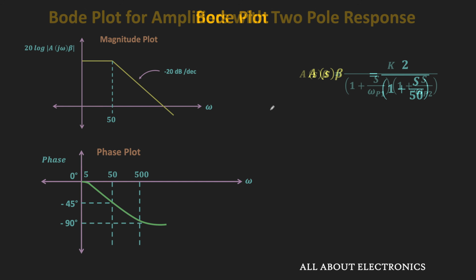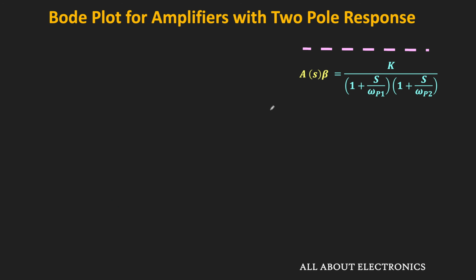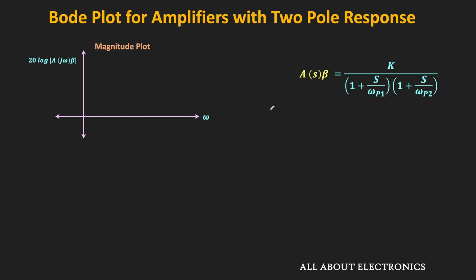Similarly, now let us see what happens when we have two poles. Let's say the expression of the A beta can be given by the following expression. As you can see, now we have two poles at omega p1 and omega p2. So first, let us see the magnitude plot.